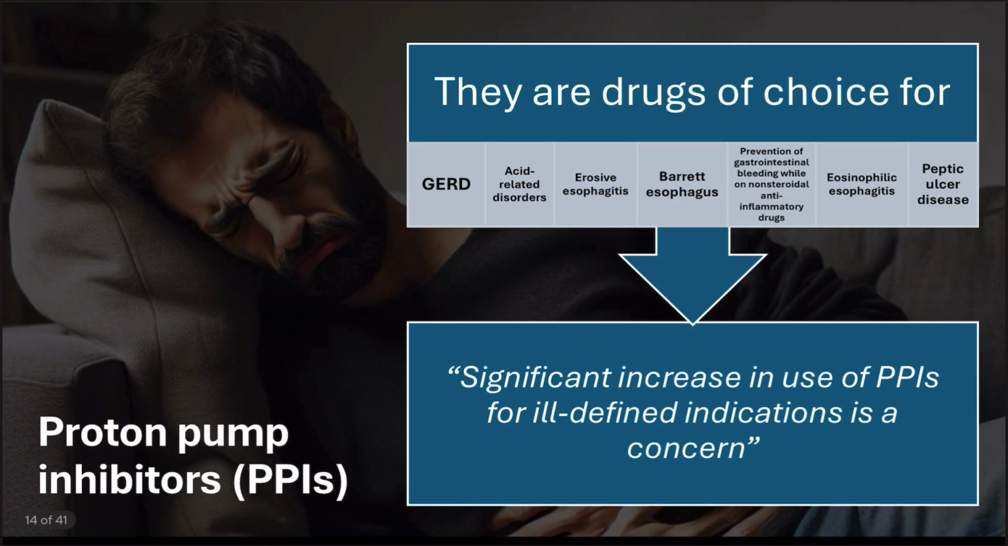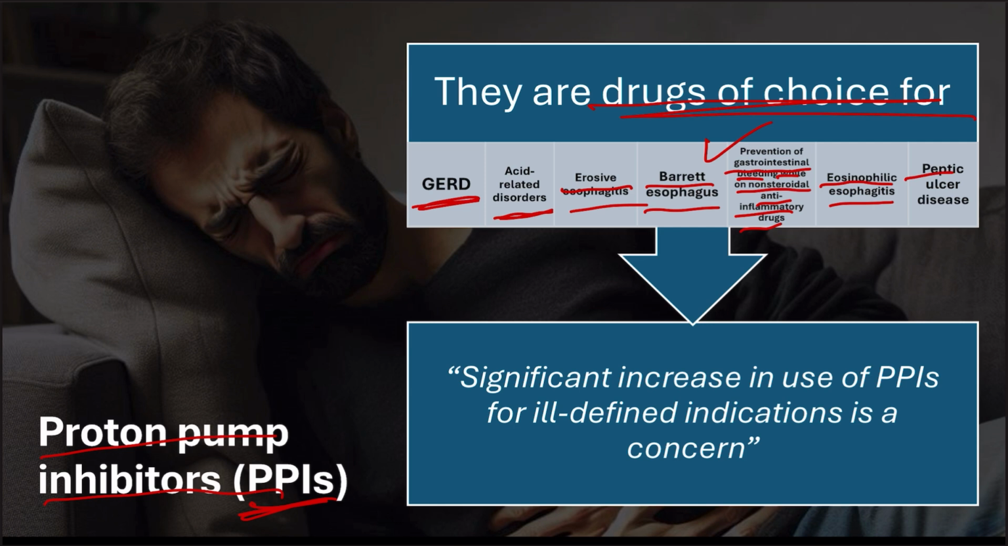Now let's discuss proton pump inhibitors. Proton pump inhibitors, that is PPIs, are the drug of choice for gastroesophageal reflux disease and any acid-related disorder in the stomach. Then we have eosinophilic esophagitis, and Barrett esophagus, which is because of gastroesophageal reflux disease. If the reflux disease is present for a longer duration, that is, if it is persistent, then it can lead to Barrett esophagus. It is also used for prevention of gastrointestinal bleeding while the individual is on non-steroidal anti-inflammatory drugs, and also in eosinophilic esophagitis and peptic ulcer disease.